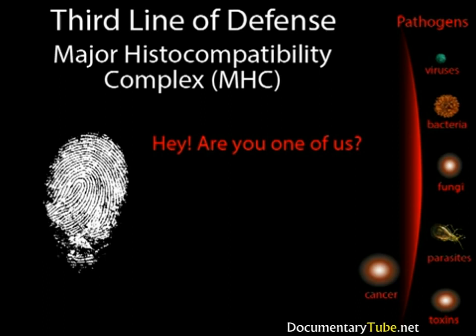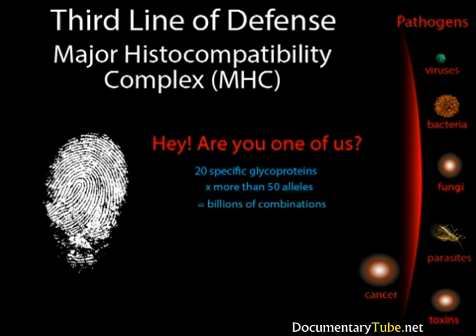How does the lymphatic system know your blood cells from other blood cells? Well, there are about 20 specific glycoproteins which exist on the cell membrane of every cell in your body. This collection of proteins is called the Major Histocompatibility Complex, or MHC for short. The structure of these proteins is determined by 20 genes in your DNA, each of which has more than 50 alleles. Thus, there are literally billions of combinations of these alleles, and each combination produces a unique MHC.